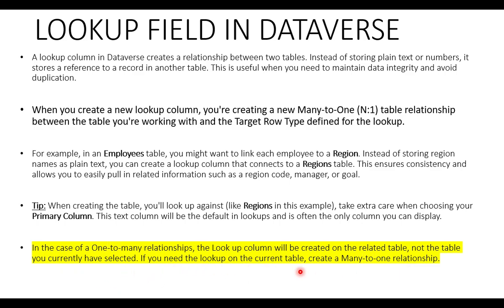So if you need the lookup on the current table, create a many to one relationship. Always remember, wherever the relationship is going to have many, the lookup will be on that table. So if you want one to many, the lookup column will be created on the second table, the table which has the many relationship.